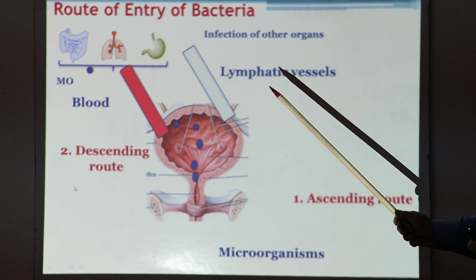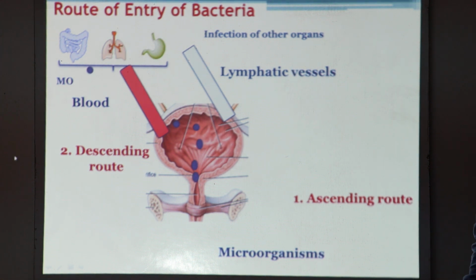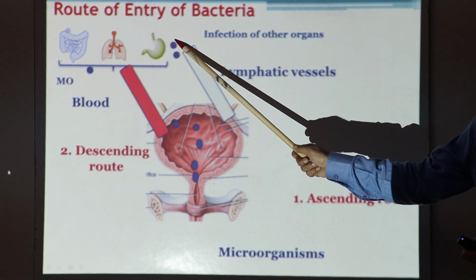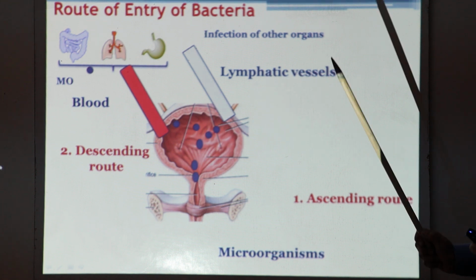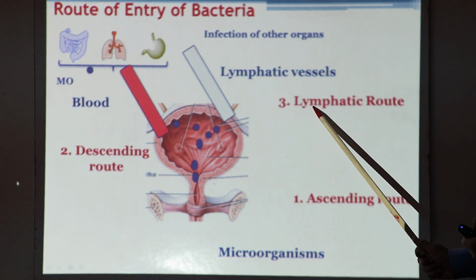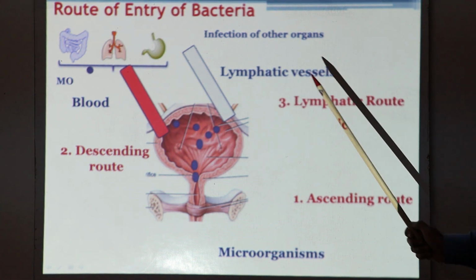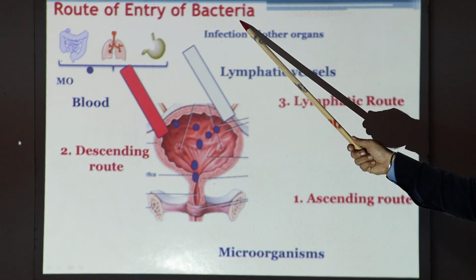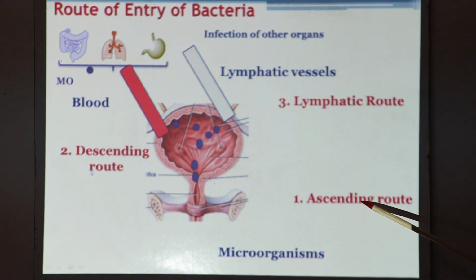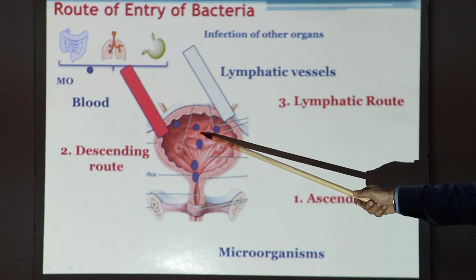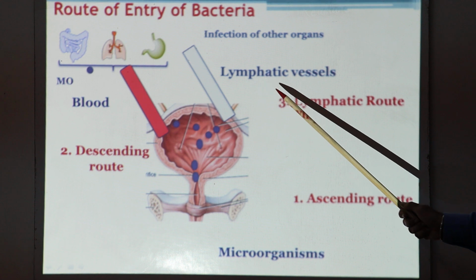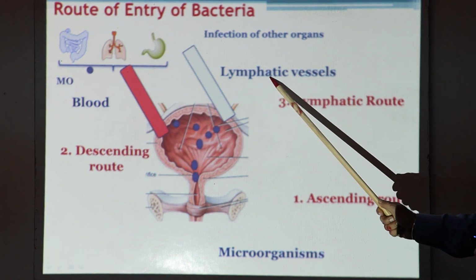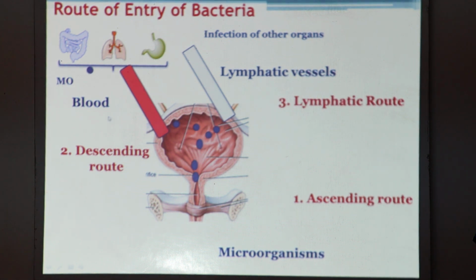Now, lymphatic vessels can also play an important role. Microorganisms can enter inside the urinary bladder through the lymphatic vessels. So that is called the lymphatic route. I just want to summarize the route of entry of microorganisms. Maybe through the ascending route like this one, it may be the descending route like this one, or it may be through the lymphatic route, that is with the help of the lymphatic vessels.